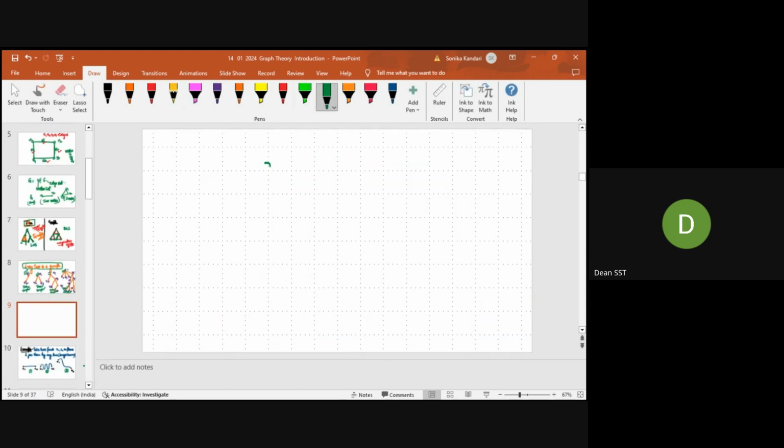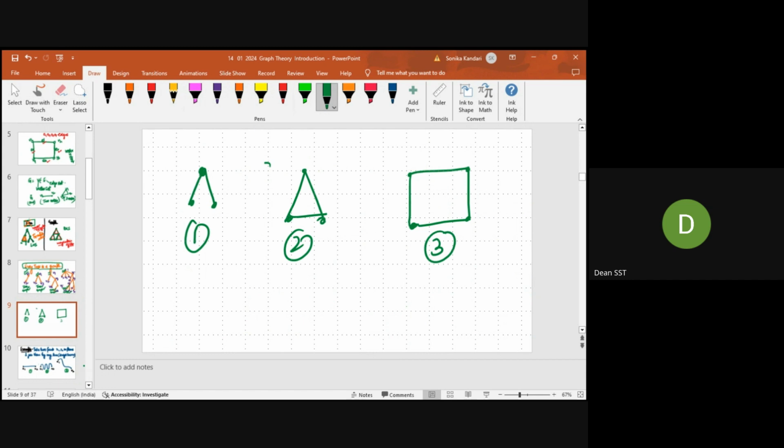Now, see a few more examples. First one. Tell me, is it a tree? Yes, ma'am. Is it a graph? Yes. Every tree is a graph. Fine. Second one. Is it a tree? No, ma'am. No, because it is having a cycle.